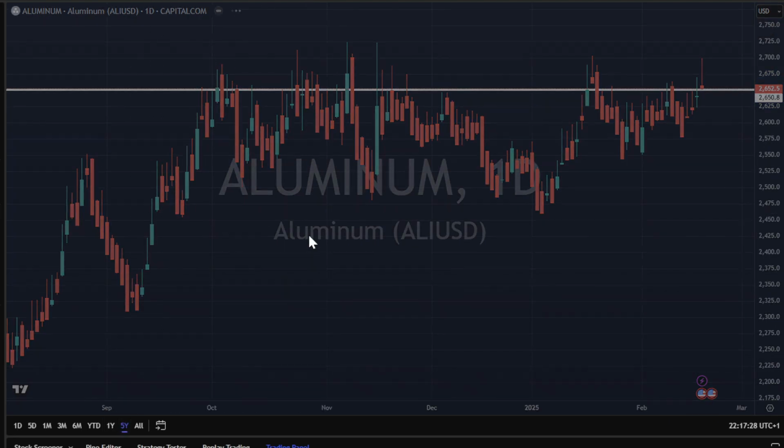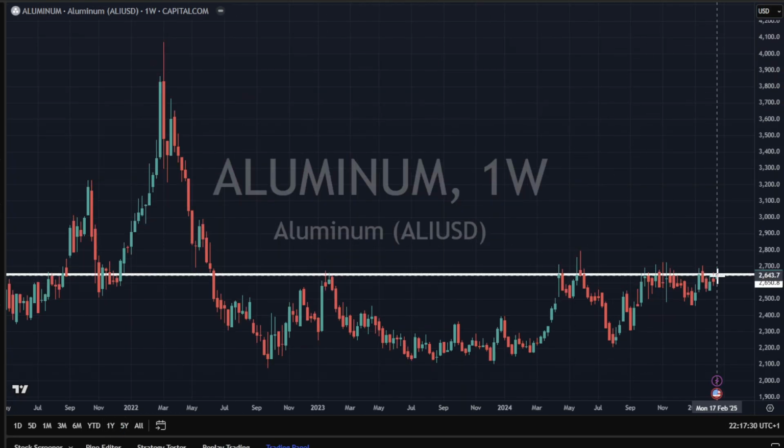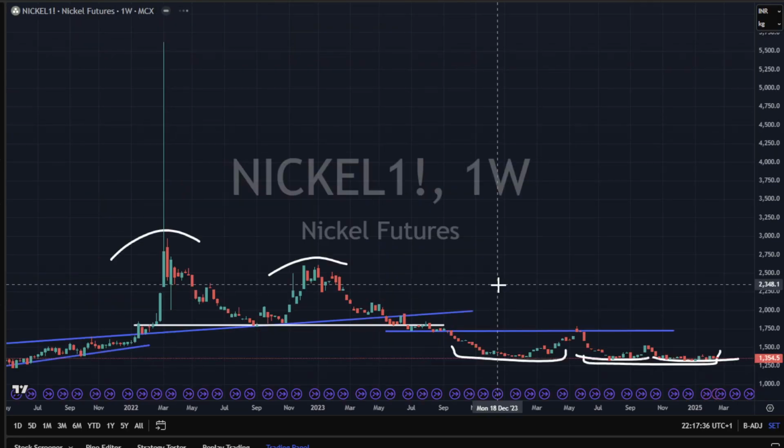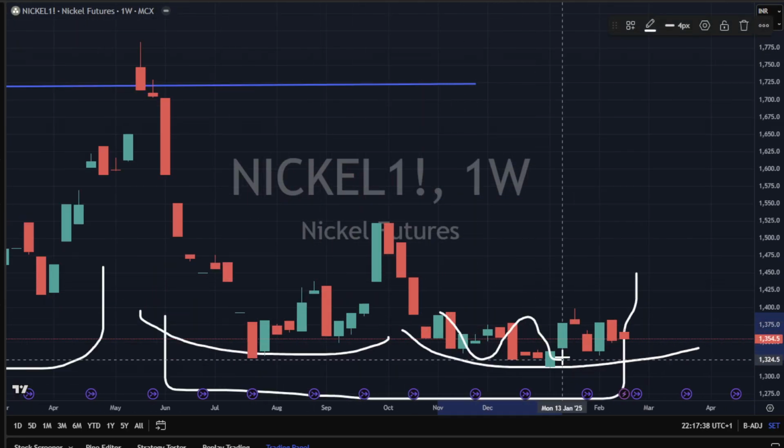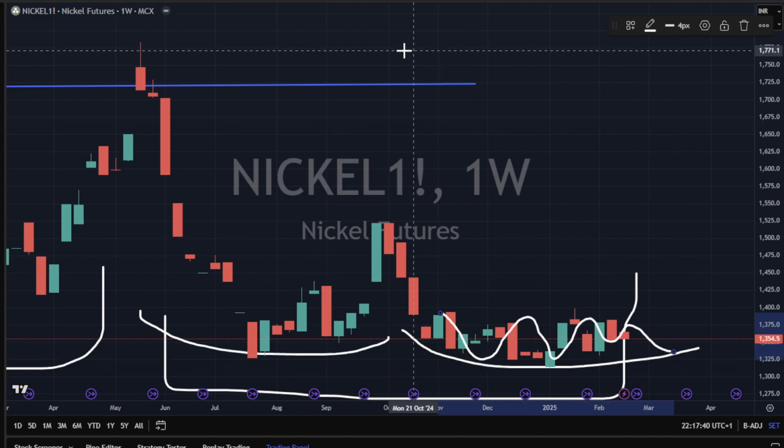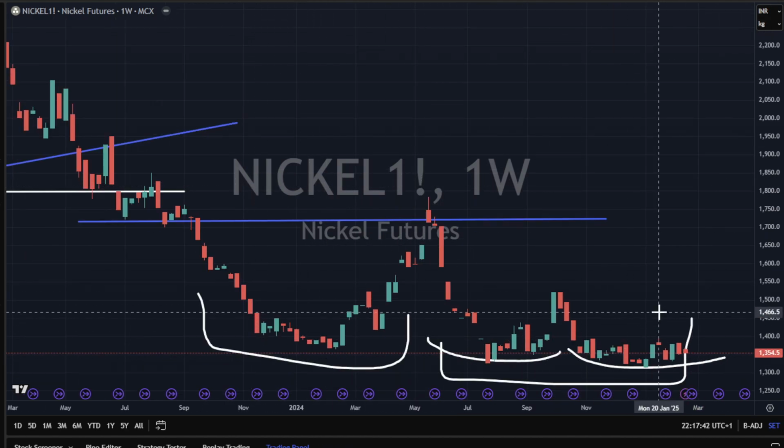Aluminum trying to break out today, but we're still right on top of that stinking resistance. We had a nice morning move, but it sold back off a little bit. To me, this looks like we're real close to a breakout for aluminum. Nickel down 1%. It's still chopping sideways here at this double bottom within a double bottom.